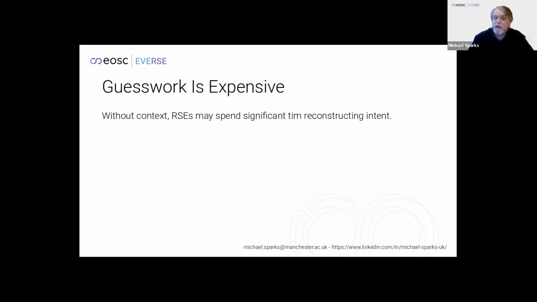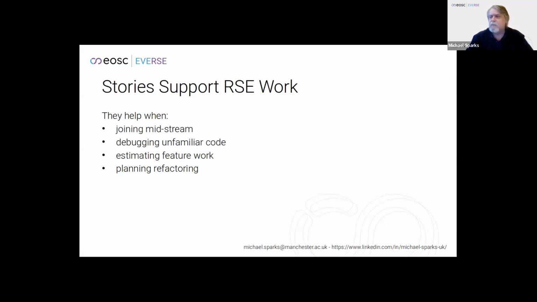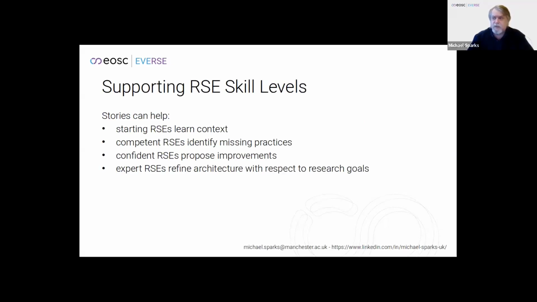By having a research software story, it helps answer questions you spend weeks, or sometimes months, reconstructing. It explains what the software is meant to do and how it supports the science, what constraints matter and what compromises were intentional. It tells them what success looks like from their point of view, allowing them to propose solutions that are aligned to actual scientific goals. And again, it helps when they're joining midstream, debugging unfamiliar code, estimating feature work, and planning refactoring. Now, again, it also supports development for RSCs. They can learn the context. Competent RSCs can start identifying missing components.